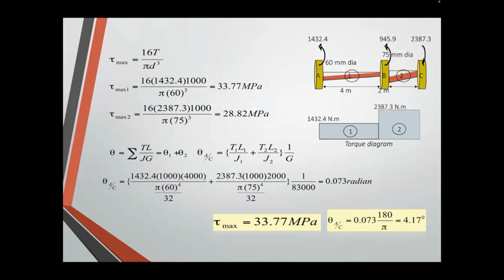And then, of course, since this is radians, ang final answer natin, kasi theta mismo yung tinatanong, convert nyo naman siya ngayon into degrees. So we have 0.073. Now converting it into degrees, we have 0.073 times 180 over pi is equal to 4.17 degrees. Yan.